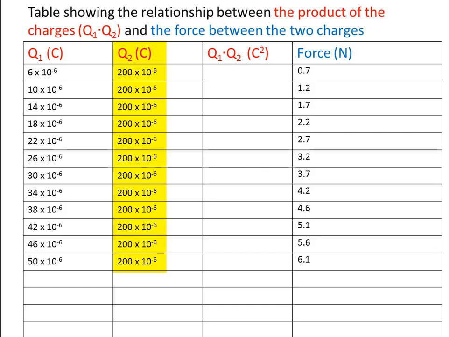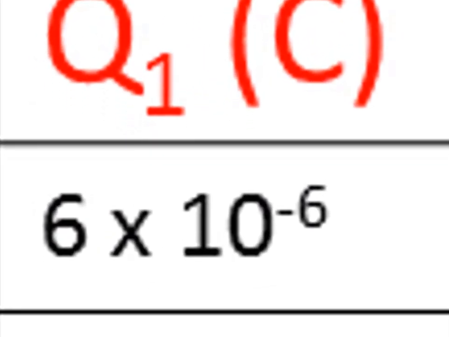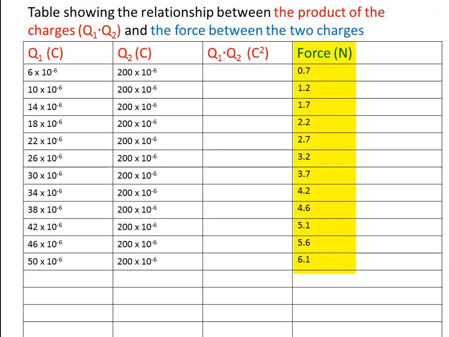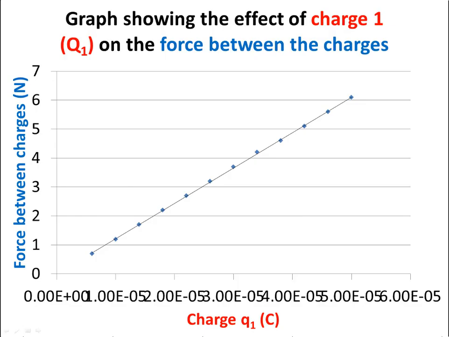As you can see, Q2 was controlled at 200 times 10 to the power minus 6 coulombs, but Q1's value was increased from 6 times 10 to the power minus 6 all the way to 50 times 10 to the power minus 6. And here are the corresponding force values from 0.7 newtons all the way up to 6.1 newtons. And indeed, we did find that the force between the two particles was directly proportional to the magnitude of Q1's charge when Q2 was controlled.